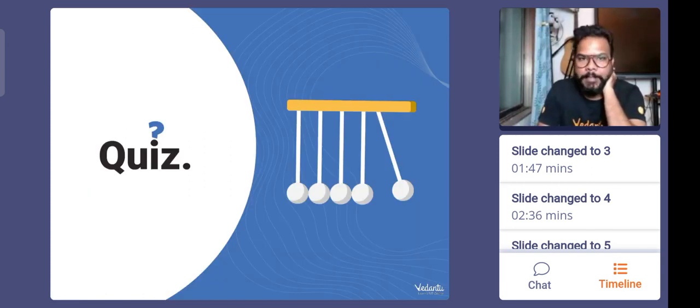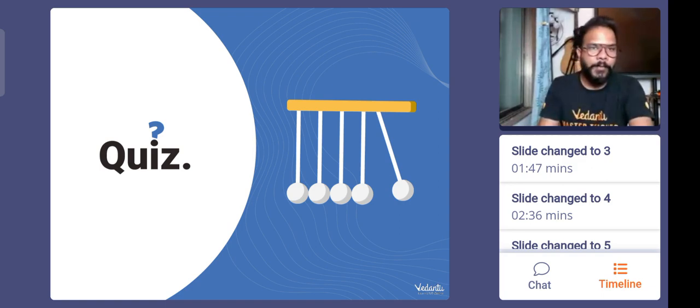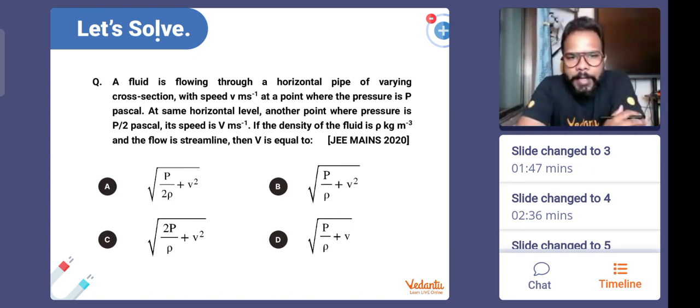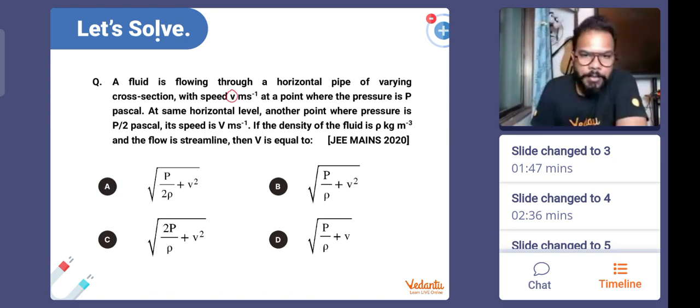Yes, next is the quiz question, and I will create that question as a quiz for all of you guys. And here is the question. You guys read it. Meanwhile, I'll create the quiz. It says that a fluid is flowing through a horizontal pipe of variable cross section with speed V at the point where the pressure is P. At the same horizontal level, there's another point where pressure is P by 2 and the speed becomes capital V. So there's a difference between small v and capital V. Don't take them as the same velocity. The question is asking that if the density of the fluid is rho and the flow is streamlined, then find the value of capital V. What will be the value of capital V where the pressure is P by 2?